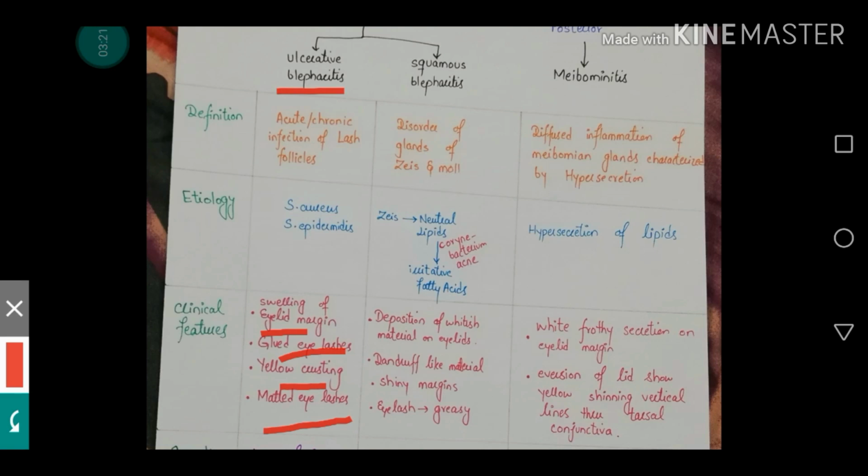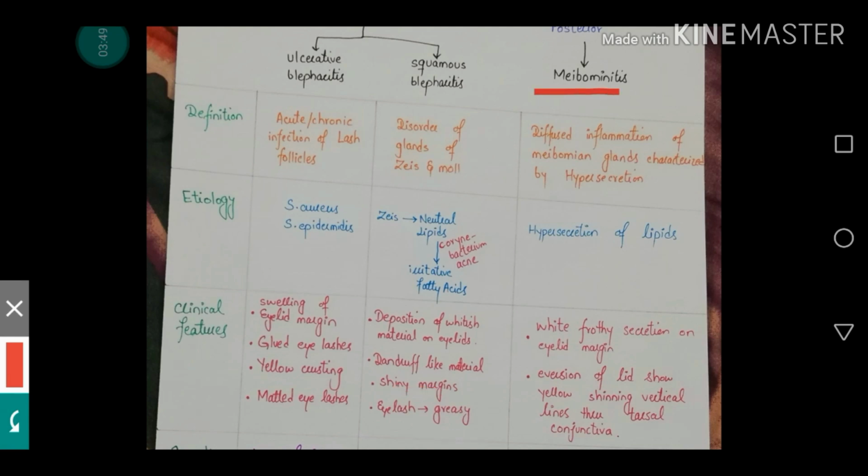Then talking about squamous blepharitis, it will present in the form of a deposition of whitish material on the eyelids, that is dandruff-like material. It will have shiny margins and the eyelashes will become greasy or very oily. So this will differentiate between ulcerative and squamous blepharitis.